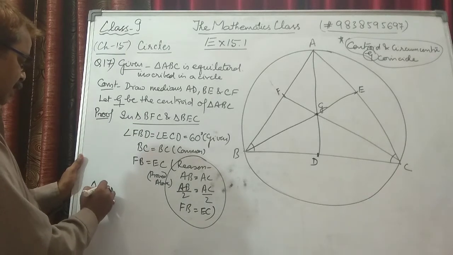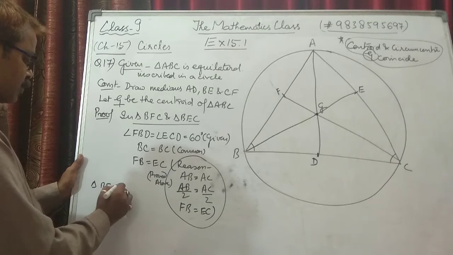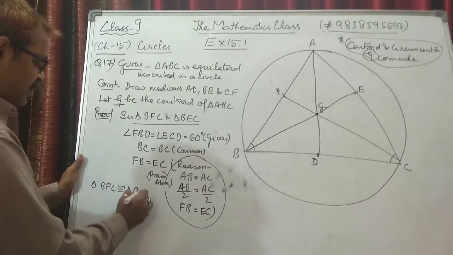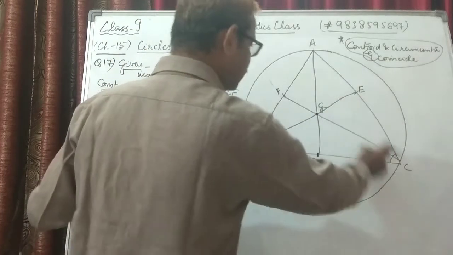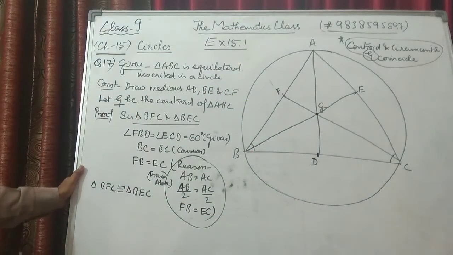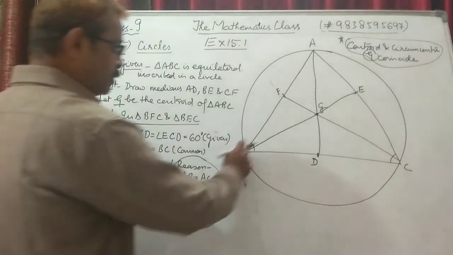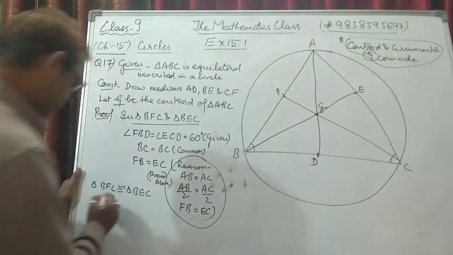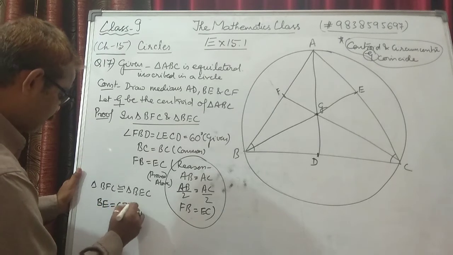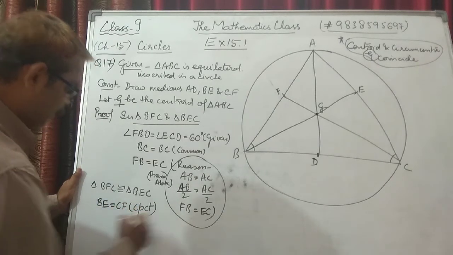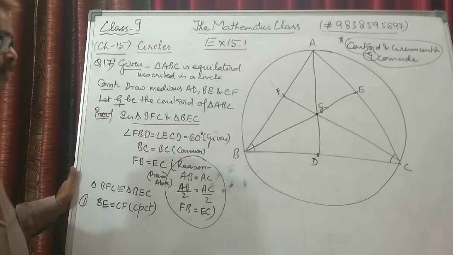So we can say that triangle BFC is congruent to triangle BEC. If they are congruent, it means that we can prove that BE is equal to CF. You can say that BE is equal to CF by CPCT. Now this is the first part.